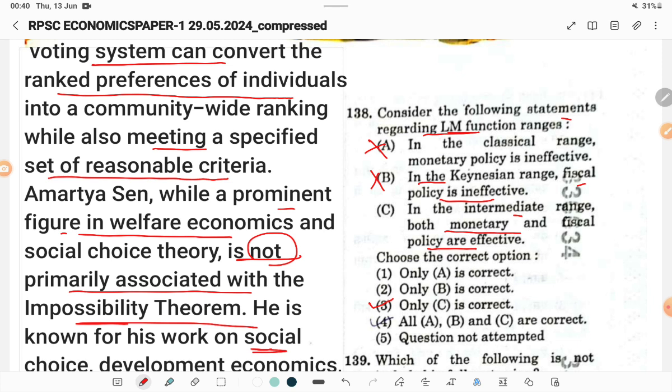In the intermediate range, the upward sloping part of the LM curve, both policies are effective. Fiscal policy shifts the IS curve, and monetary policy shifts the LM curve, both affecting both output and interest rates. So the third option will be the right answer here.